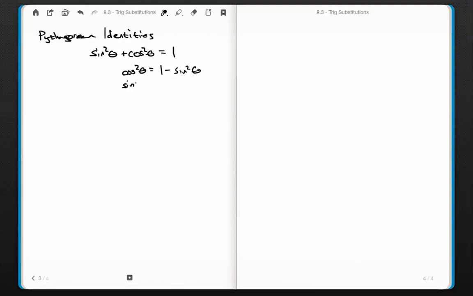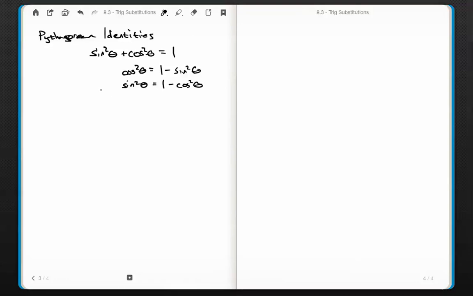On the quiz recently, we talked about these Pythagorean identities. And I love the Pythagorean identities. I don't know why. Maybe because they were so confusing to me for so long. But one of them is sine squared of theta plus cosine squared of theta equals 1. I'm going to rewrite that as cosine squared of theta equals 1 minus sine squared of theta. I also could have solved for sine squared of theta: sine squared of theta equals 1 minus cosine squared of theta.